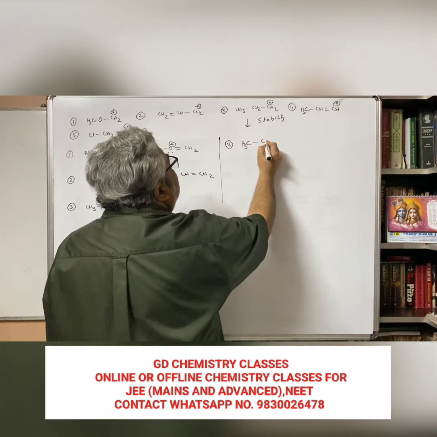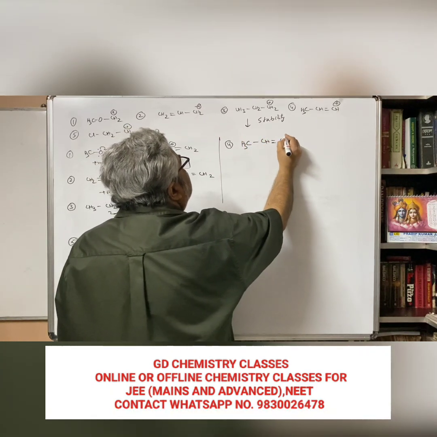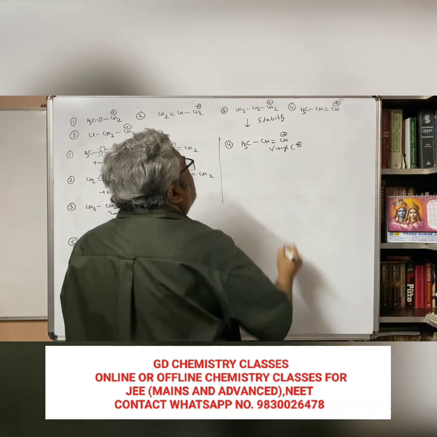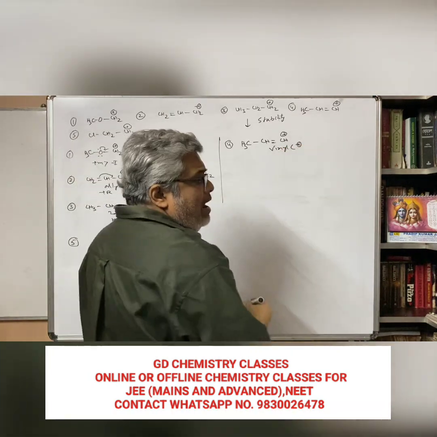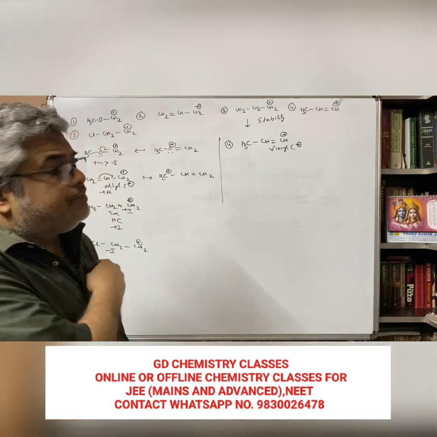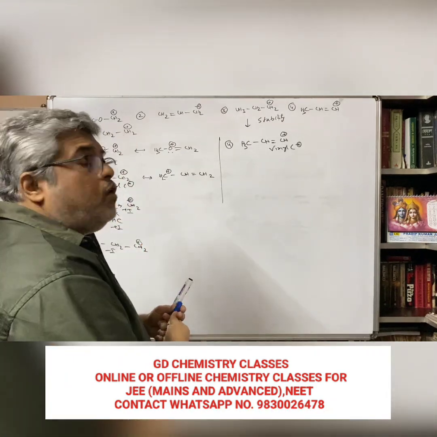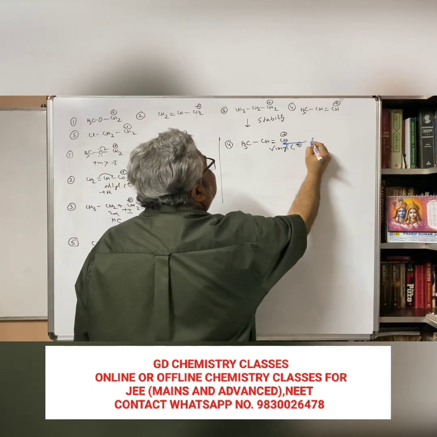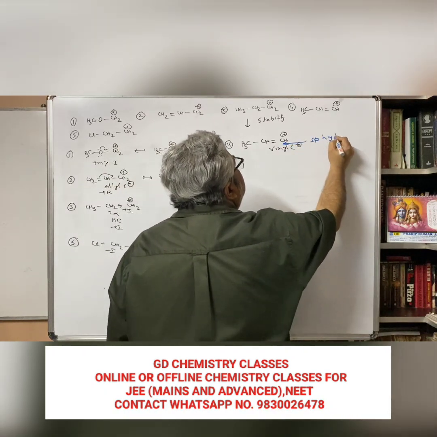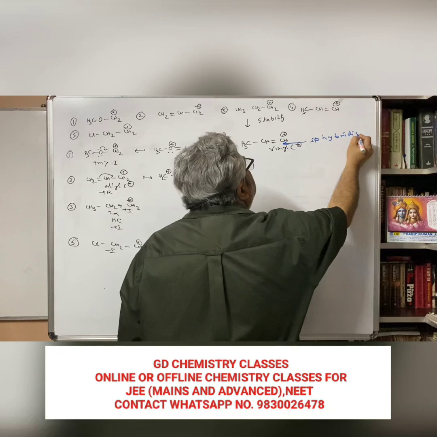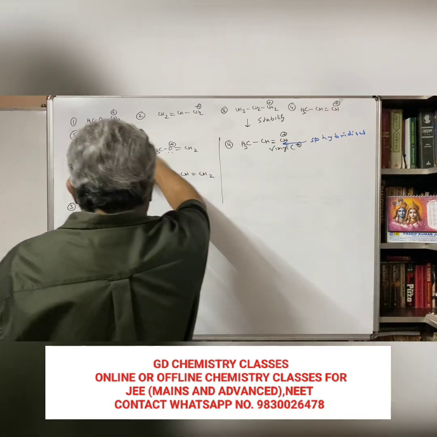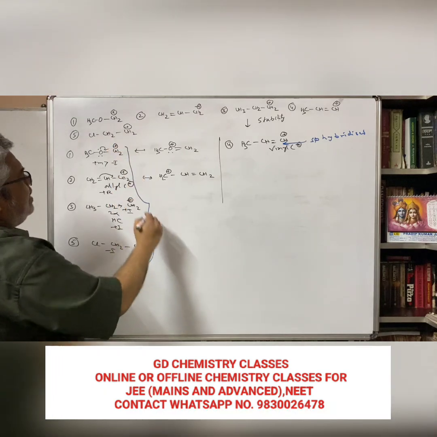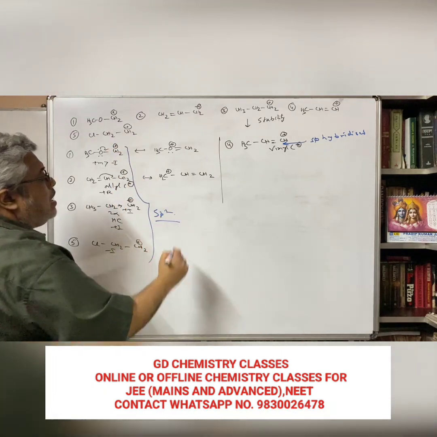Now number 4 is a vinyl carbocation. In a vinyl carbocation, I think you already know this thing, this carbon atom is sp hybridized, while in all these other cases, the central carbon atom bearing the positive charge is sp2.